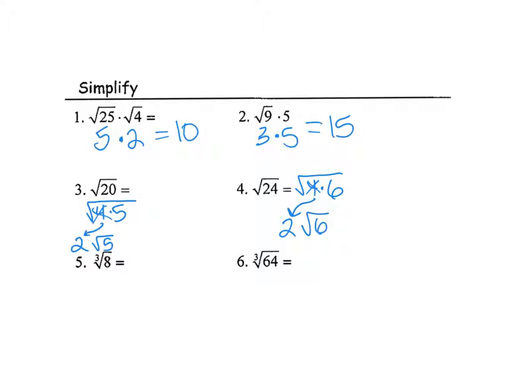Okay. Number 5. Something 3 times makes 8. What number 3 times makes 8? 2. So you're just going to put 2. Not square root of 2, just 2. All right. 6. Something 3 times makes 64. Something times something times something? 4. So good. Do that. It just equals plain old 4.